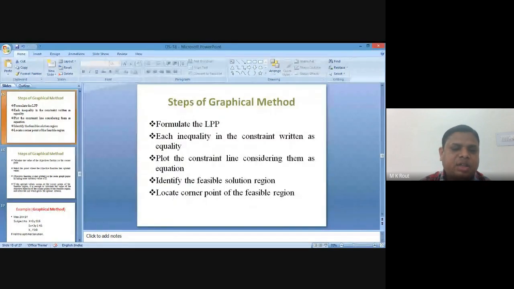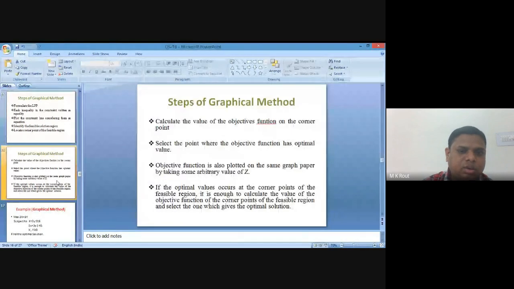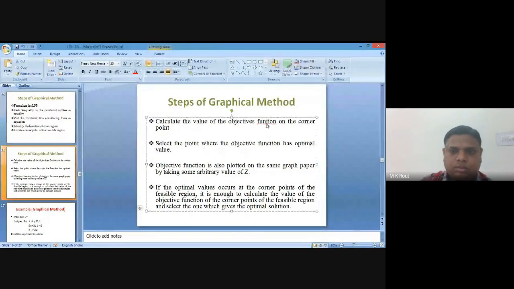The next is identify the feasible solution region. The next is locate the corner points of the feasible region. Next step, just note down, calculate the value of the objective function at the corner points. The next is select the point where the objective function has the optimal value. The next is the objective function is also plotted on the same graph paper by taking some arbitrary value of z. The z stands for your objective function, that is maximization of that particular equation given in the question.